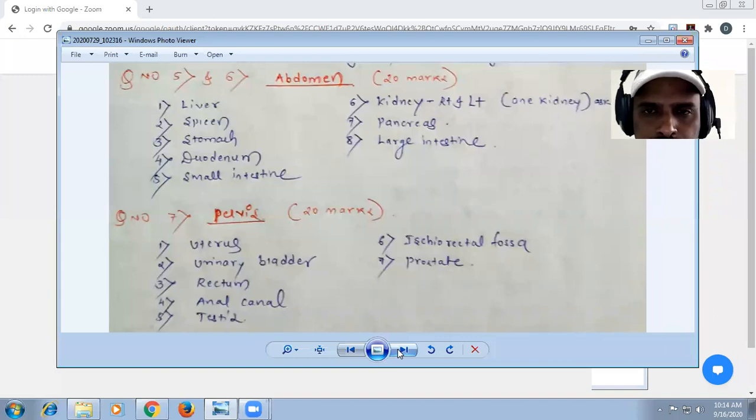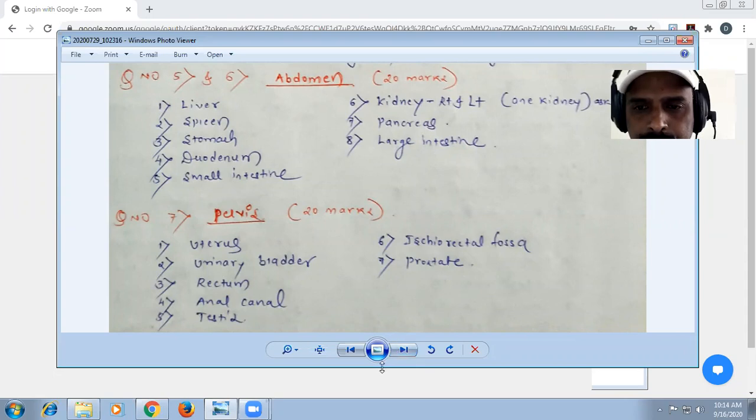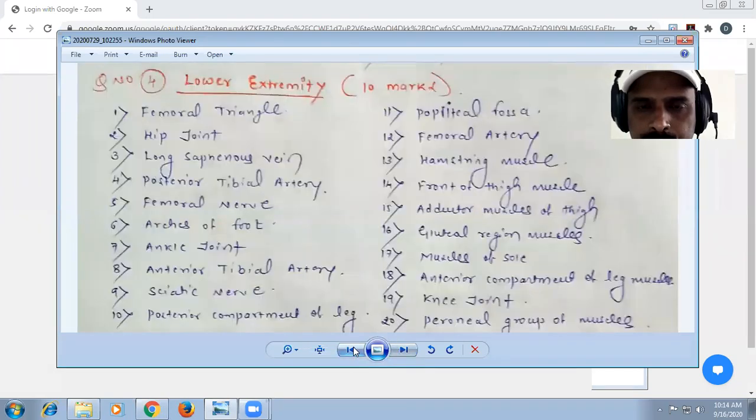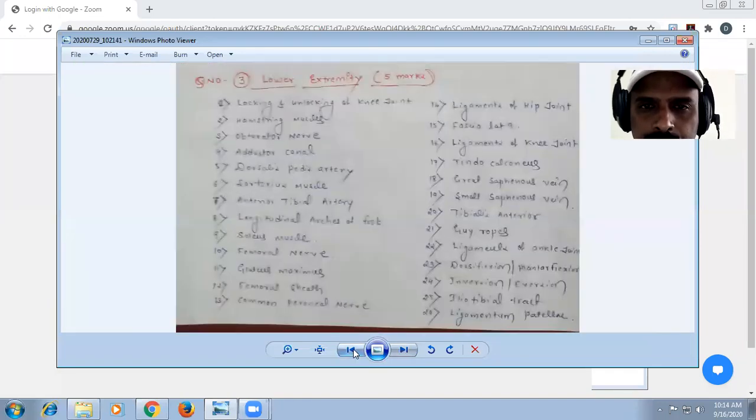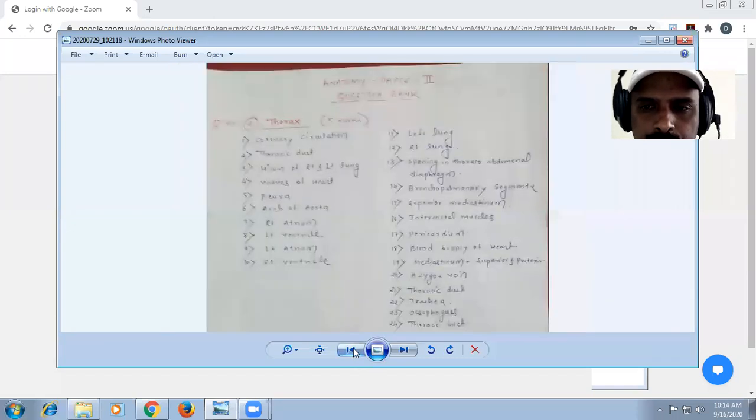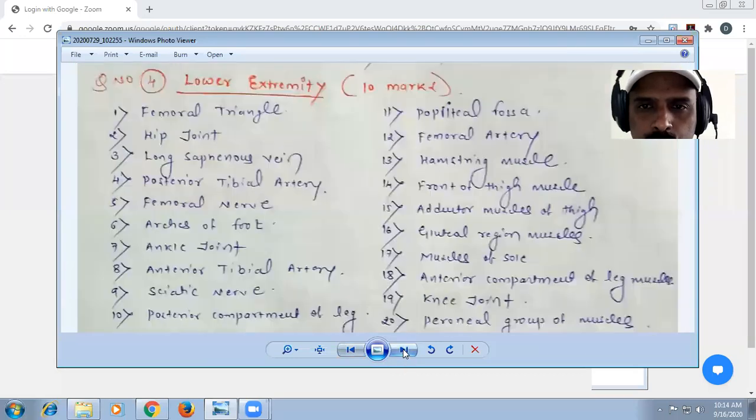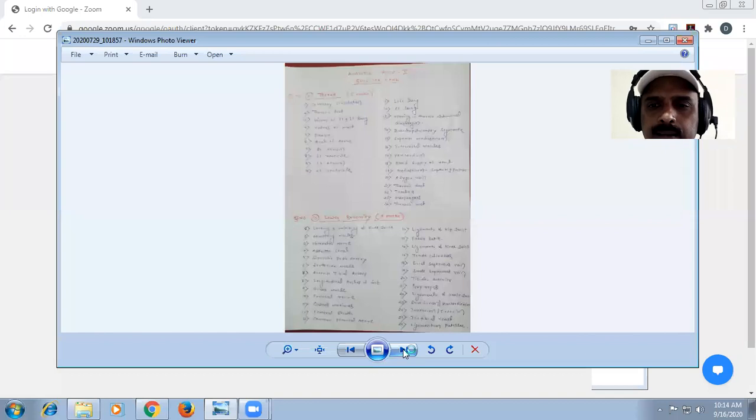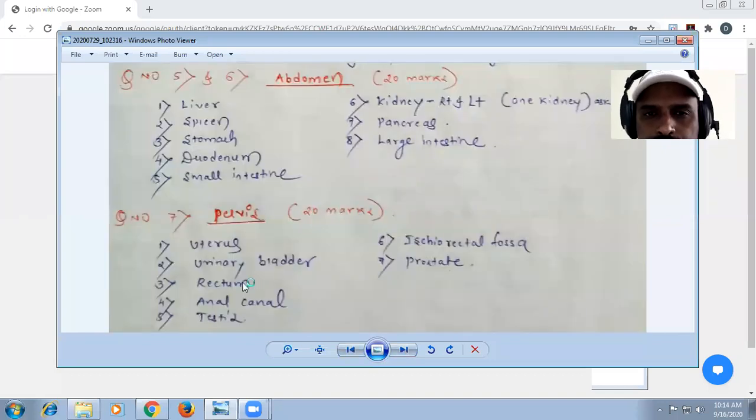Any questions you have, please unmute yourself and ask me. Any questions relating to the second paper. I have covered lower extremity as 10 marks and 5 marks. Then I have covered histology. I have covered lower extremity short notes. I have covered the thorax. So all of this second question paper is covered, and only the last part remains. That is the abdomen and question number 5, 6 in the anatomy paper.